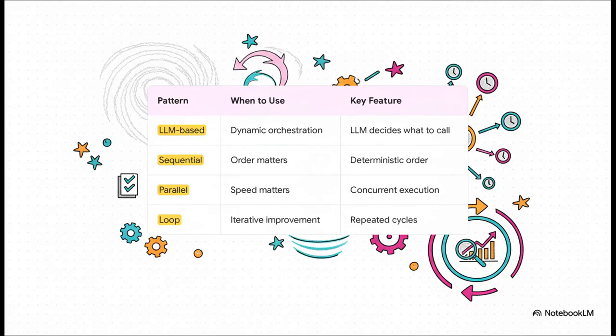So let's put it all together. Think of this table as your little cheat sheet. If you need this system to decide what to do on the fly, you use that basic LLM-based agent. If the order of operations is everything, go sequential. If you need raw speed on independent jobs, it's parallel all the way. And if you need quality through feedback and refinement, the loop pattern is your best friend. These are the fundamental patterns for getting your agents to work together.